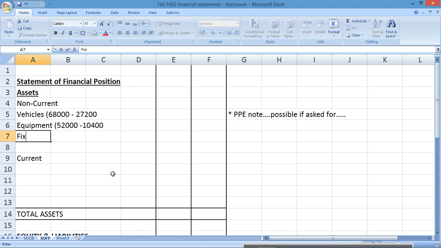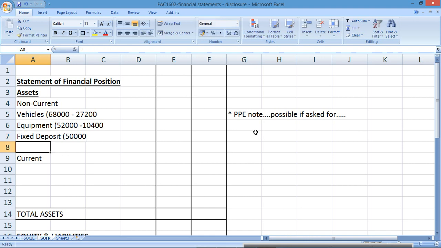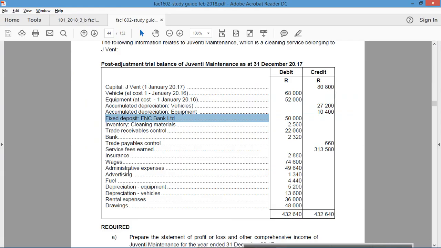So it will be a non-current asset, because it's fixed. It's generally going to be longer than 12 months. How much? 50,000. Okay, we write it down. We get a mark. We show it. At least that helps build a solution.